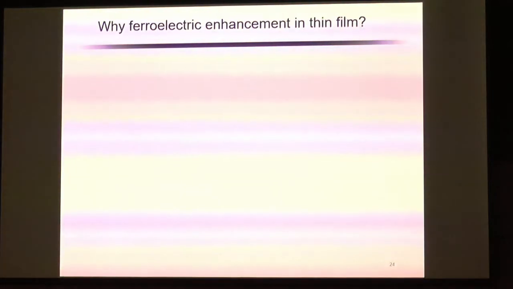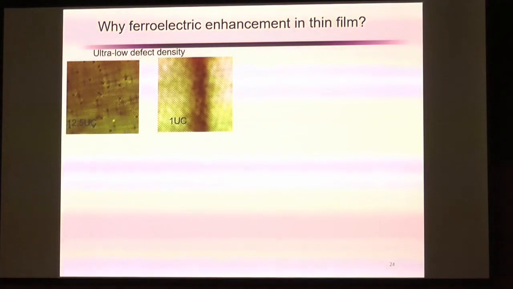This is another piece of evidence. So why is there an enhancement? Let's look at our thin film quality. You can see here, this is a 12.5 unit cell film, and you can see a lot of tin vacancies. But for the thinnest film, you almost see no defects at all.